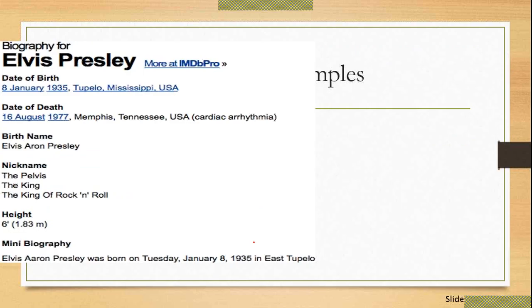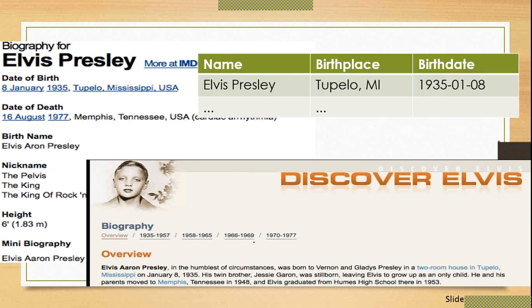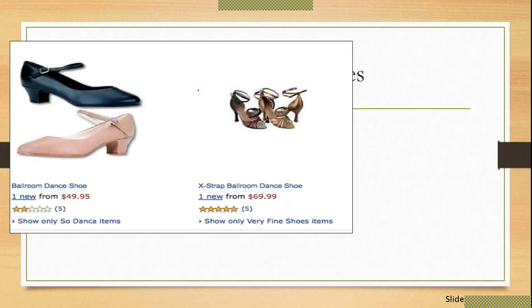Same thing here. You can see that this is biography data available on a website. So you have to convert this data like this. The name is Elvis Presley. Then his birthplace is Kamplo, and the date of birth is written here. So such kind of data can be extracted.